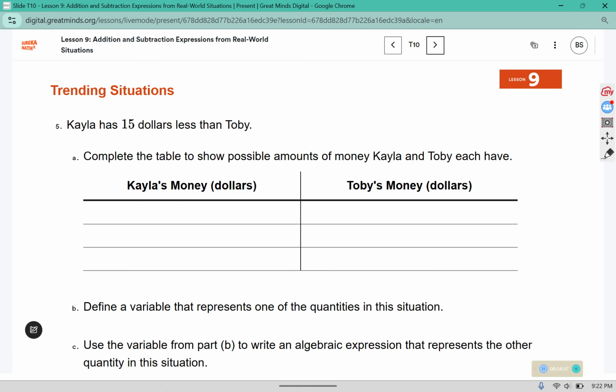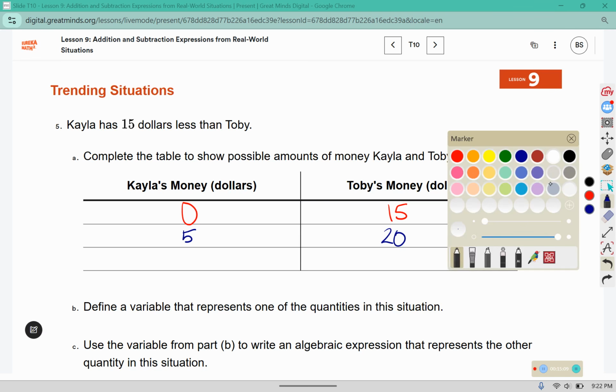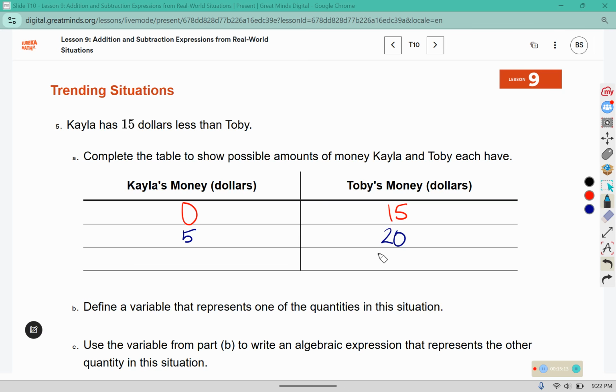Kayla has $15 less than Toby. Complete the table to show possible amounts of money Kayla and Toby each have. Well, if Kayla had 0 and Kayla has $15 less than Toby, that means that Toby would have to have 15 because 15 less than 15 is 0. If Toby has $20 and Kayla has 15 less than that, 20 minus 15 is 5. If Toby had $100 and Kayla has 15 less than he does, if we subtract 15 from 100, it gives us 85.